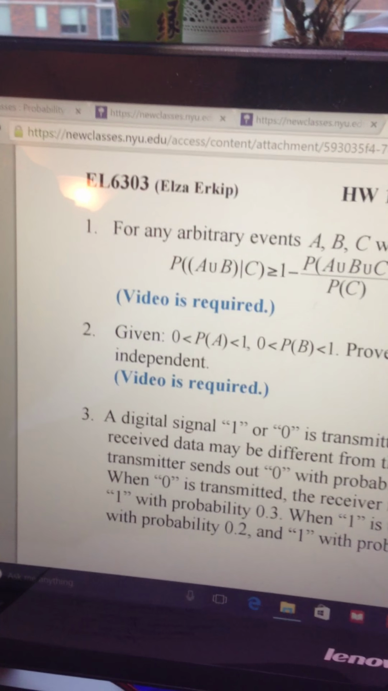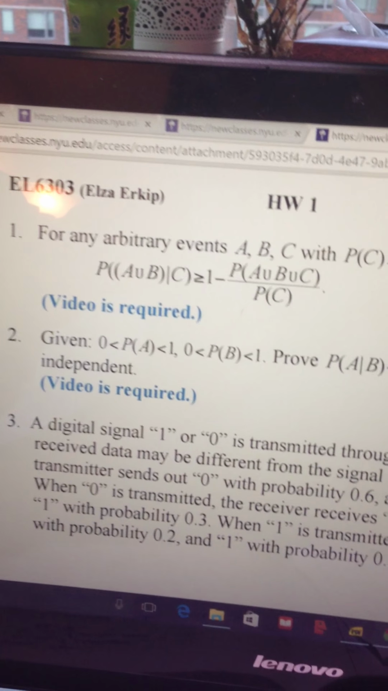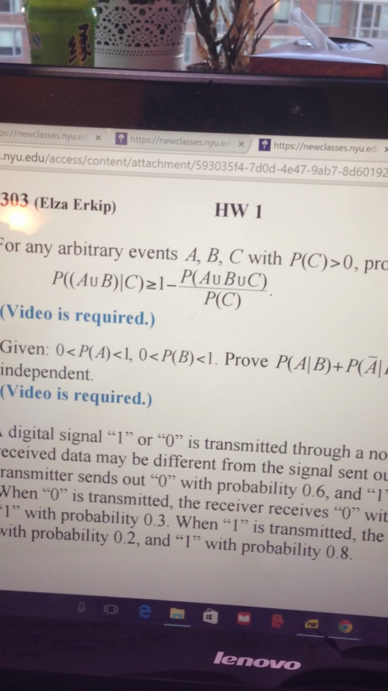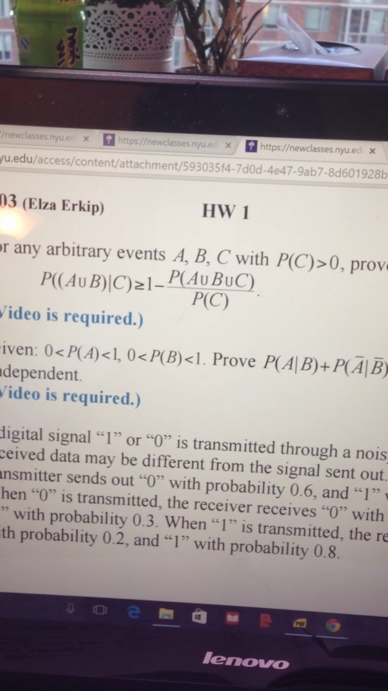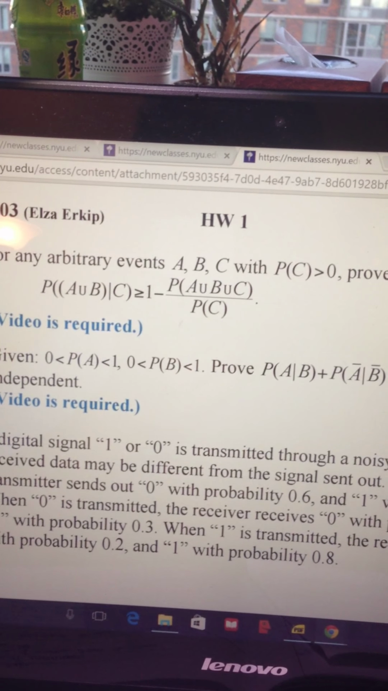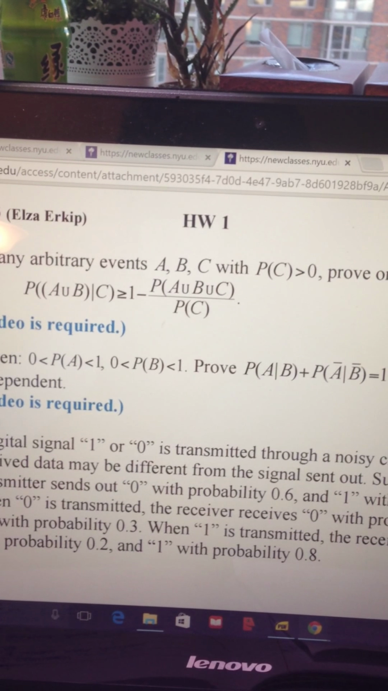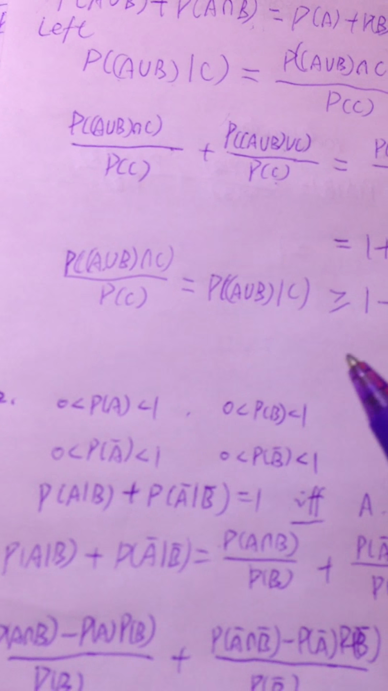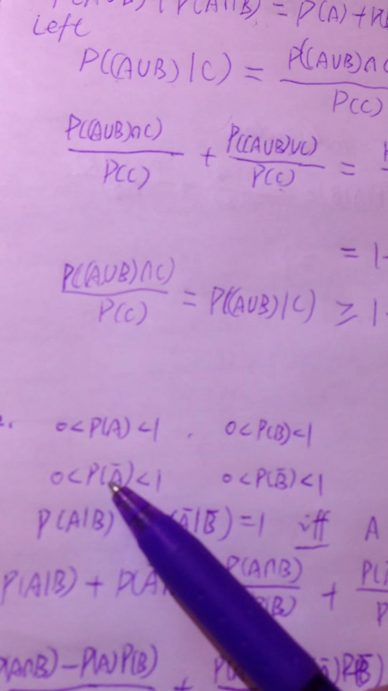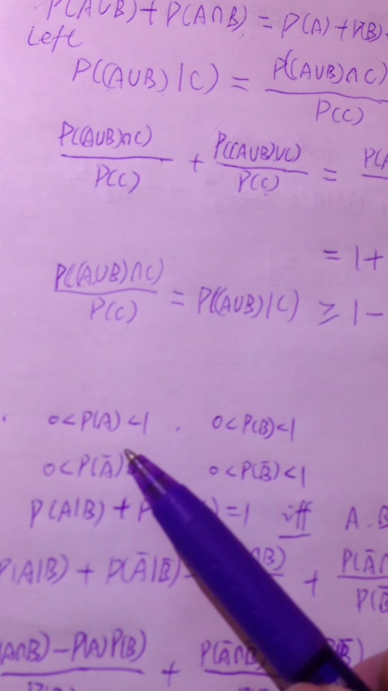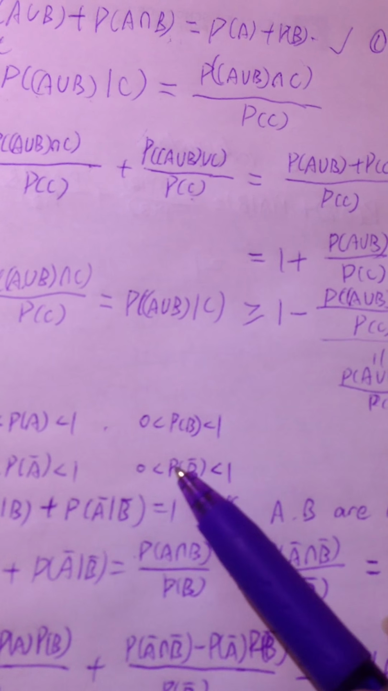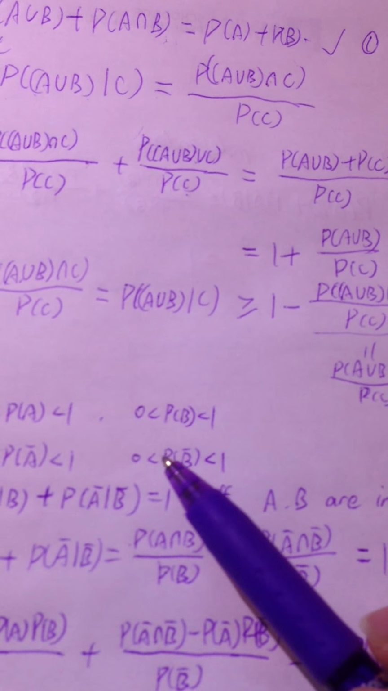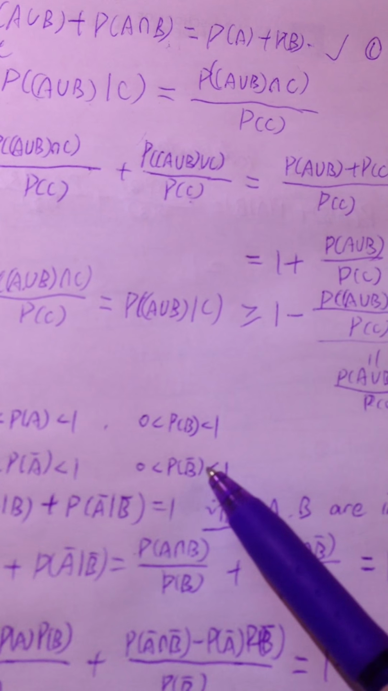Next, let's figure out the second one. Given the probability of A is larger than 0 and less than 1, and the same for the probability of B. So we know that the probability of A complement and the probability of B complement are also larger than 0 and less than 1.